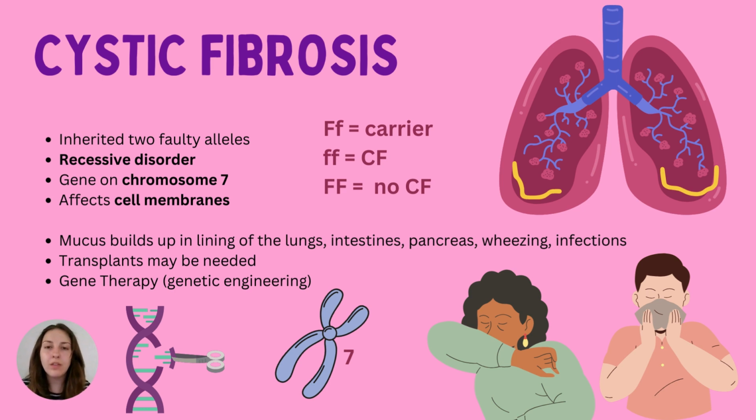And also because this condition affects cell membranes, as you can imagine, cell membranes are everywhere in the body. So it really does affect a lot of different aspects of the body, including the intestines and the pancreas and things like this. So like I said, the treatments for this are medical interventions like transplants. This can be removing parts of the lungs, removing the lungs themselves, and using a new donor lung to actually improve the airways of that individual.